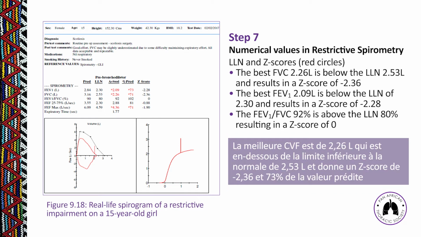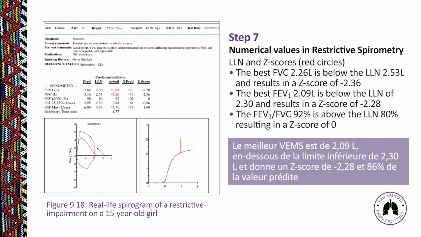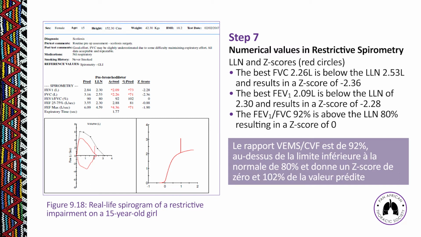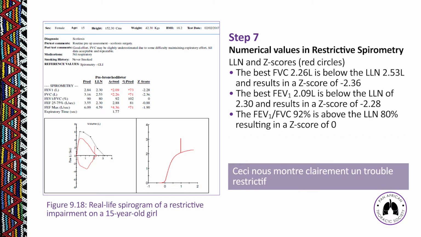The best FVC is 2.26 liters, which is below the lower level of normal of 3 liters, resulting in a z-score of minus 2.36 and 73% of predicted. The best FEV1 is 2.09 liters, which is below the lower level of normal of 2.30 liters, resulting in a z-score of minus 2.28 and 86% of predicted. The ratio of the FEV1 to the FVC is 92%, which is above the lower level of normal of 80%, resulting in a z-score of 0 and 102% of predicted. So this very clearly shows a restrictive impairment.